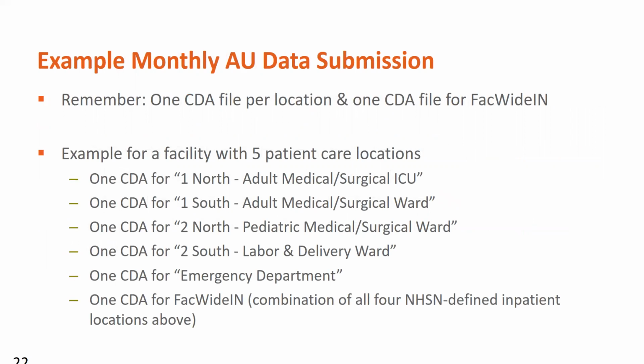So for an example of our monthly data submission, remember I have one file per individual unit and one file for FACWIDEIN. In my example here on this slide, I have a facility with 5 patient care locations. So I would have one CDA for my 1 North adult med-surg ICU, one CDA for my 1 South adult med-surg ward, one CDA for 2 North pediatric med-surg ward, one CDA for 2 South labor and delivery, one CDA for my emergency department, and one CDA for FACWIDEIN, which is the combination of all of my 4 inpatient locations above.